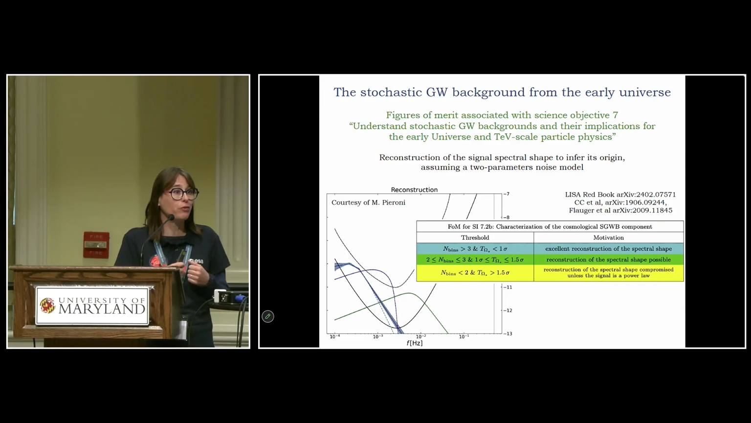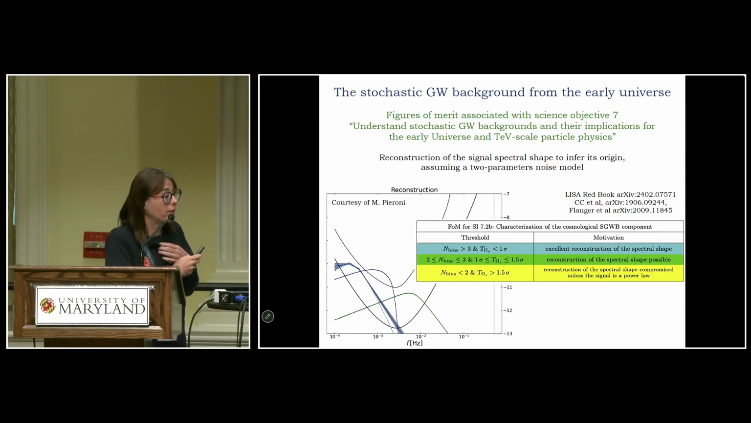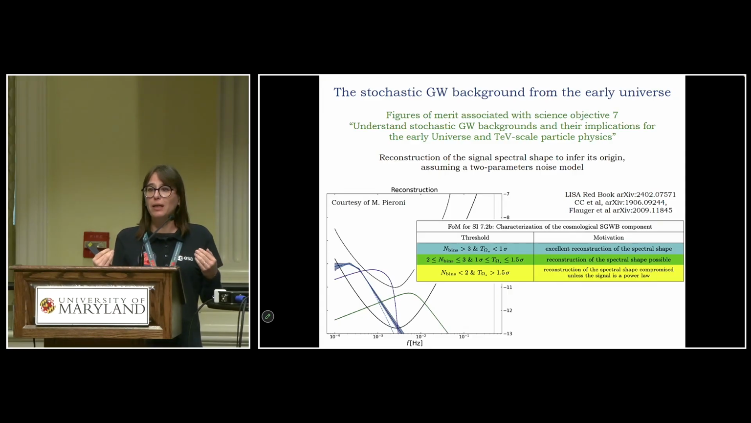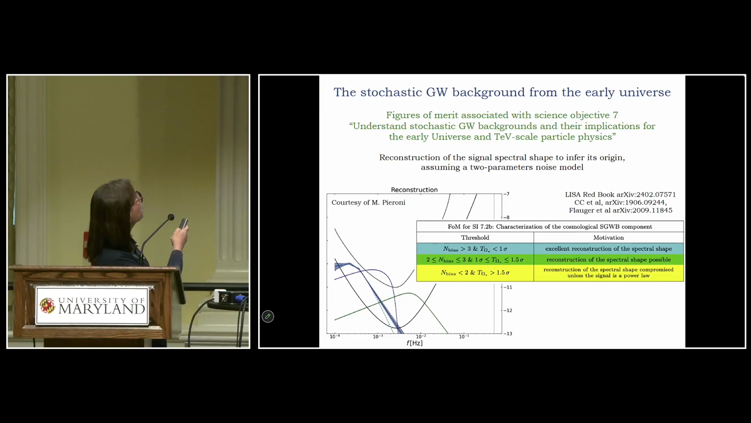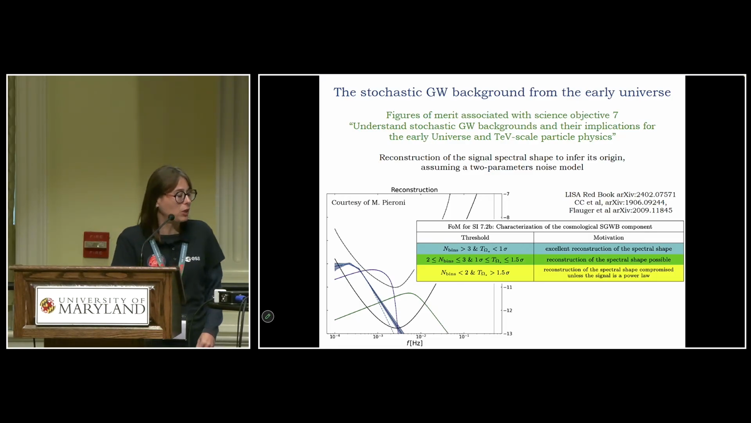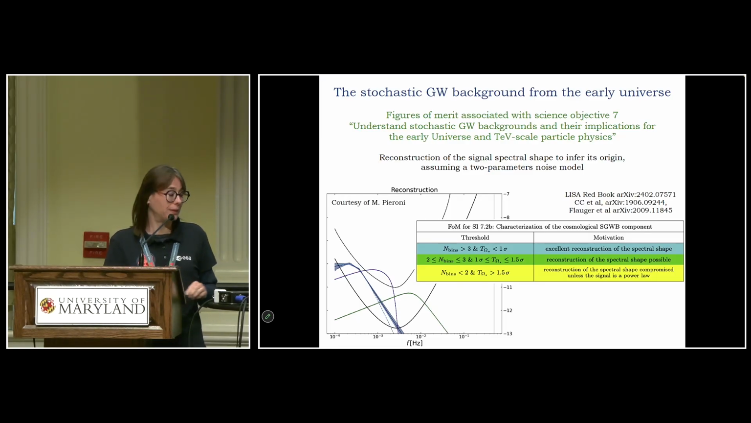And here is the second FOM associated to this particular science objective. The first FOM gave us a yes, we are able to distinguish the presence of this signal. Now the second question is, are we able to reconstruct the spectral shape in order to infer where this signal comes from? Here we divide the frequency range of LISA in bins, and in each bin we fit a power law, and then we have an FOM that tells us, okay, are these power laws good enough to give us information on the spectral shape of the signal?